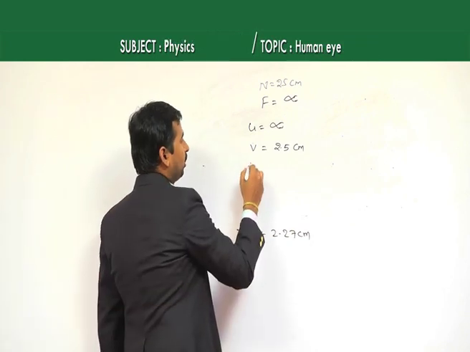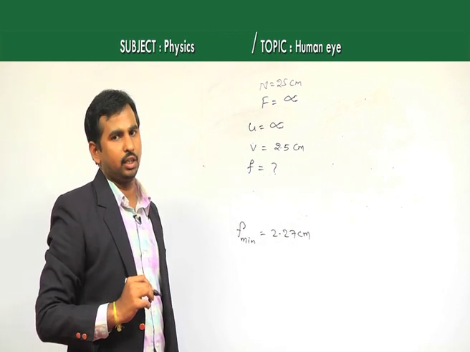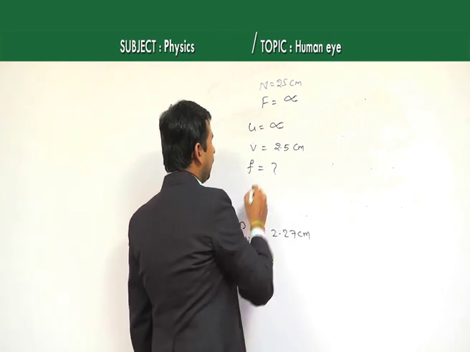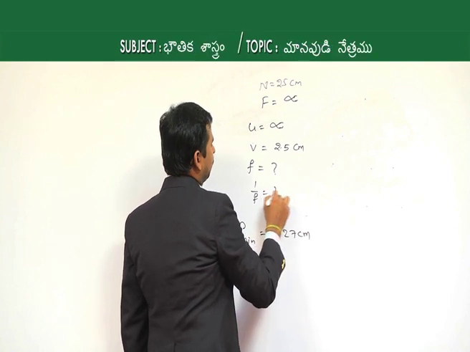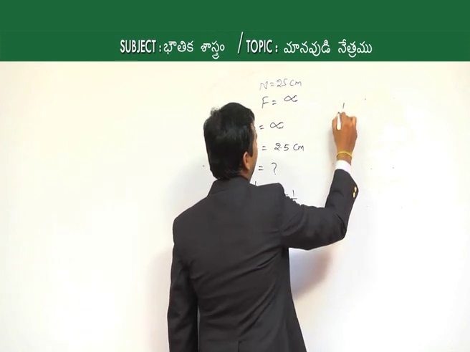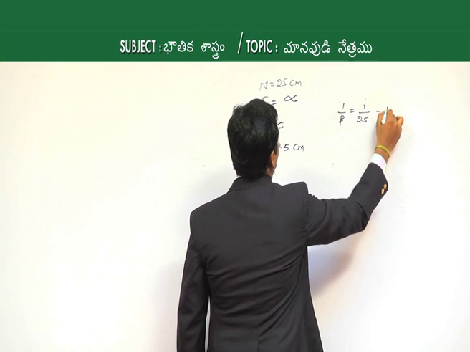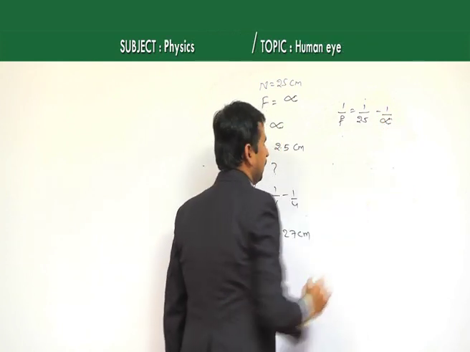And we are now taking the focal length. How much is the focal length adjusted by our ciliary muscles? Then again the formula: 1/f = 1/v − 1/u. If you substitute the values, 1/f = 1/v, which is 2.5, minus 1/u, where u is infinite.